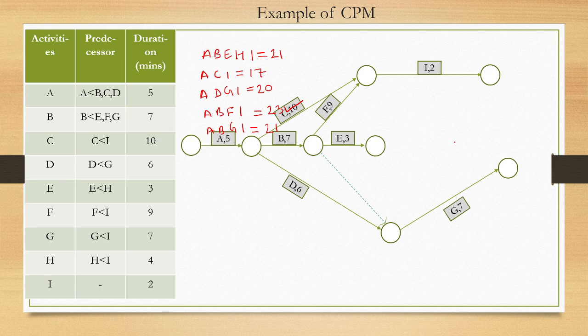So we cannot merge this one, or you can do one thing: you can extend this here, then directly you can merge, or you can use a dummy activity. Okay, so let's use a dummy activity, and finally H is the predecessor of I. So this is our network diagram.